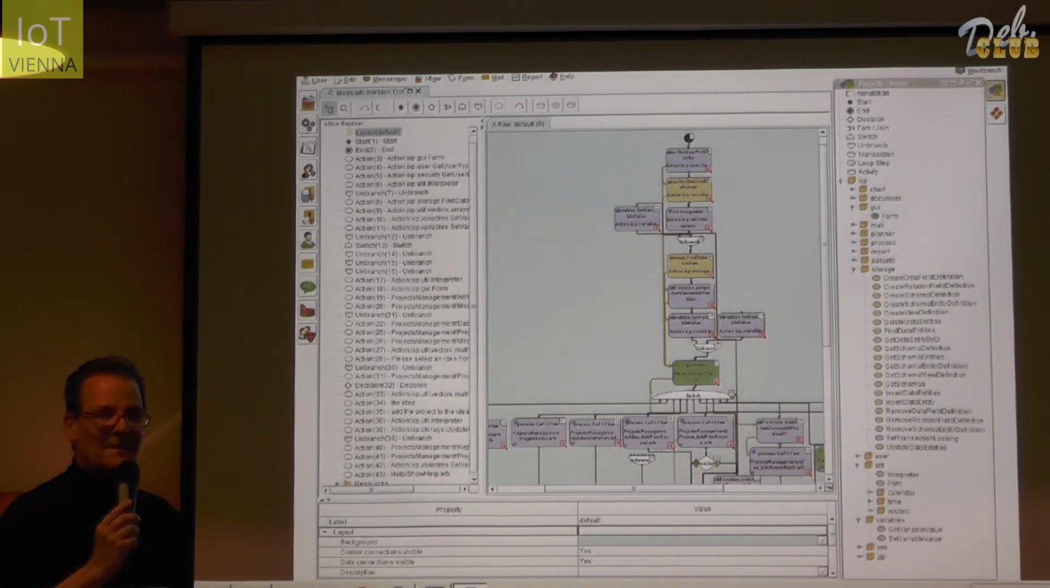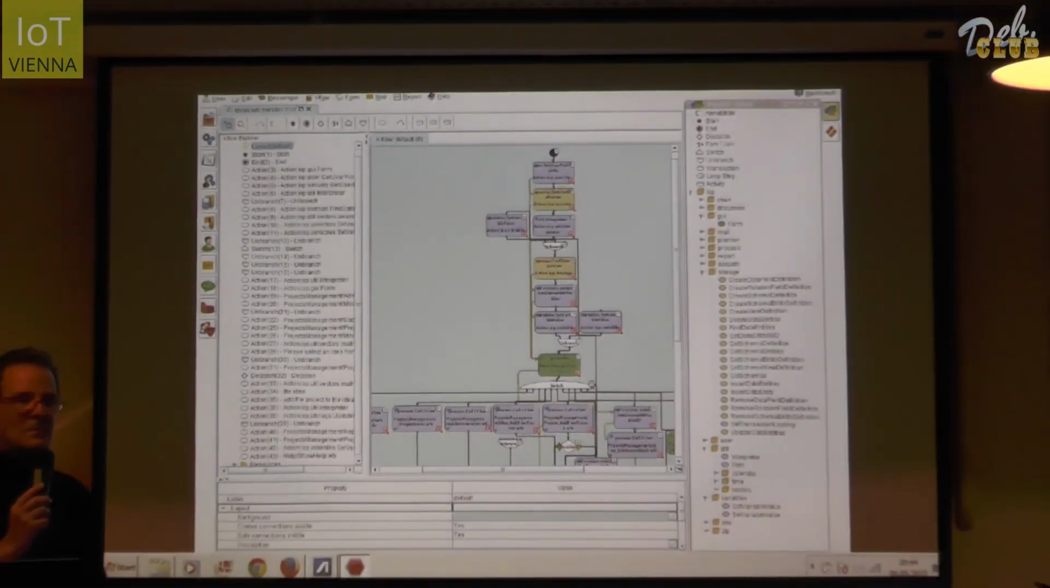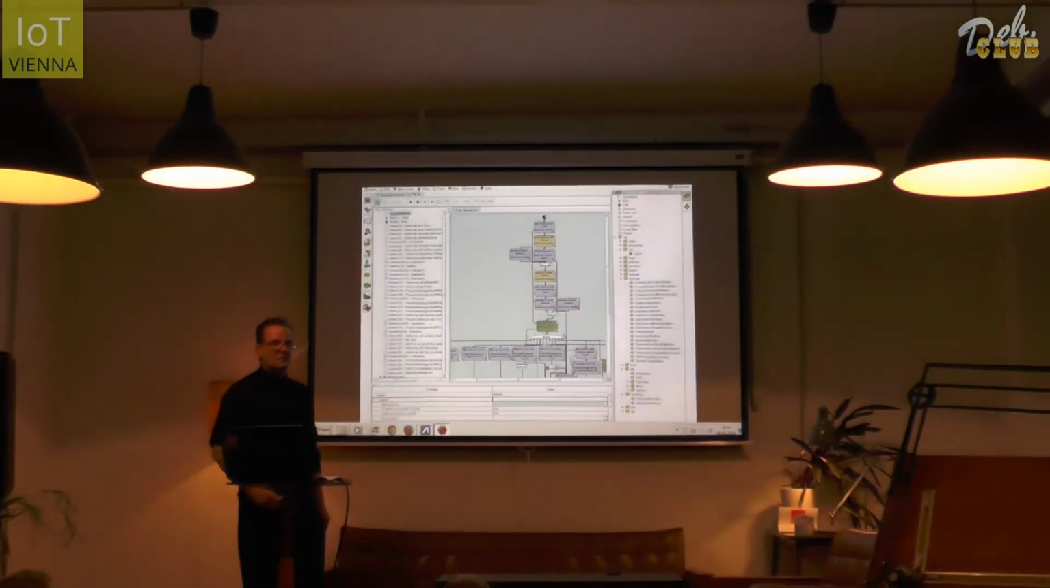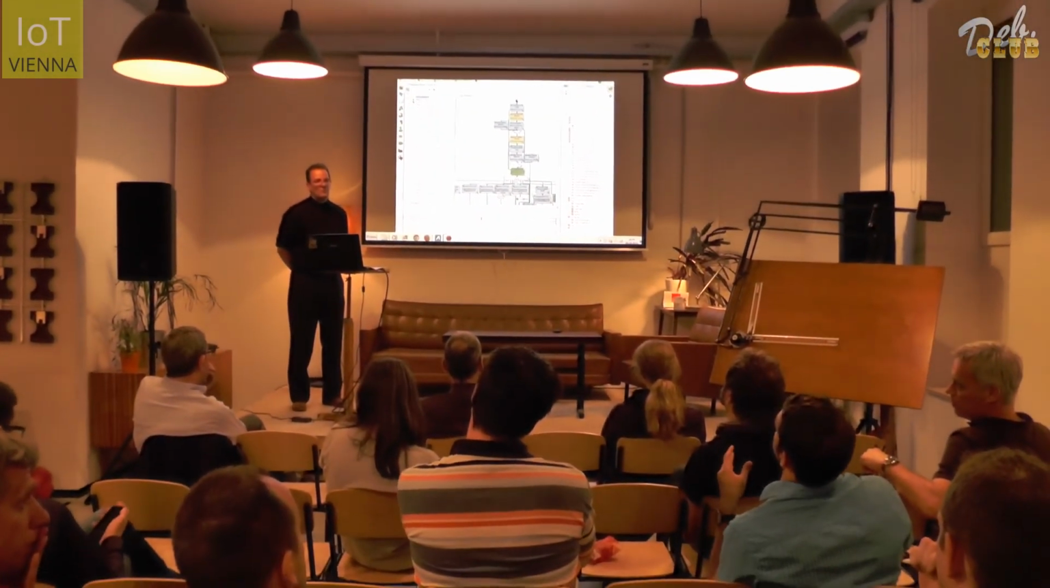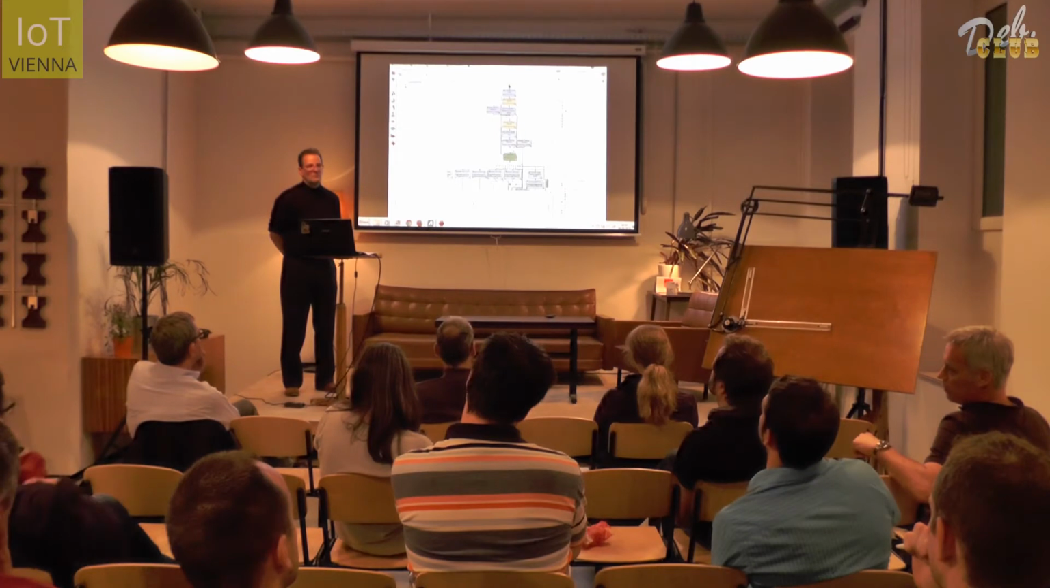Yes? Do you think there's a boundary where things get too complicated to be represented graphically, or do you think there's an arbitrary level of complexity that you can build using your graphical tools?